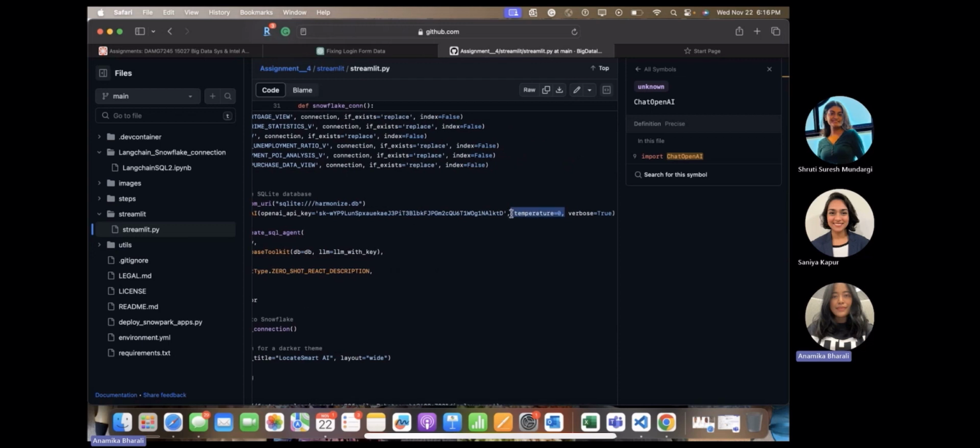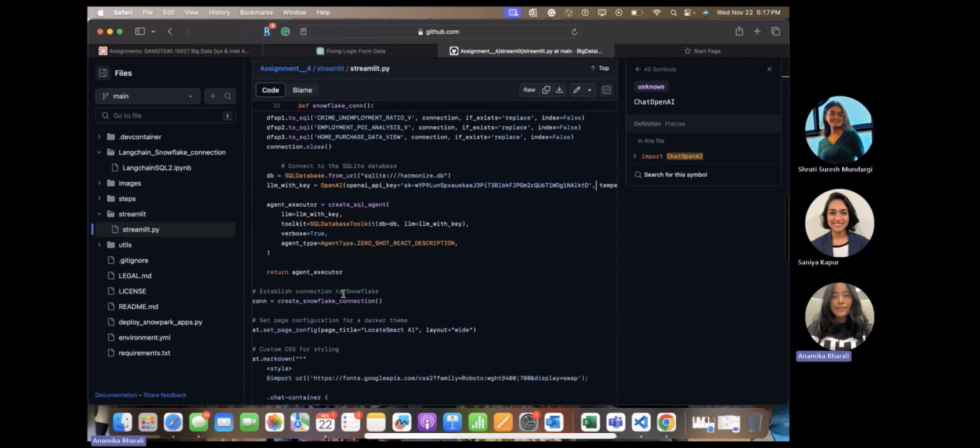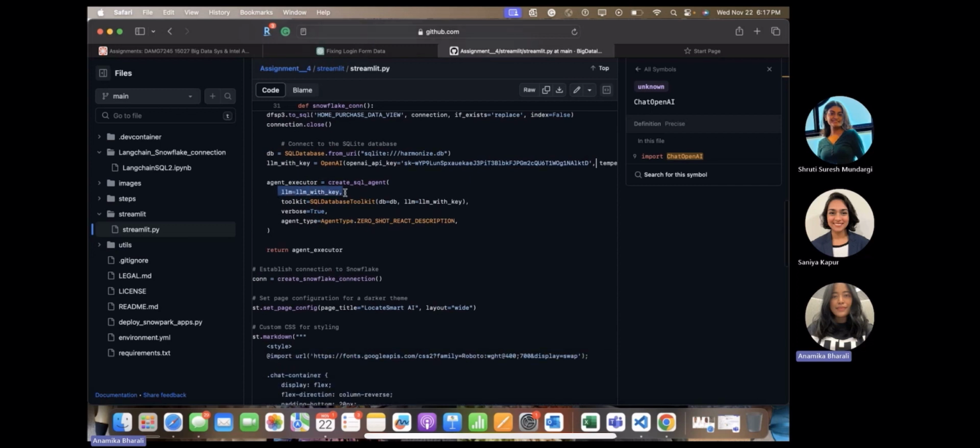What is temperature? Temperature is just like a p-value for a t-test, so the smaller the better. Temperature is between 0 and 1. The smaller the better, the smarter the answers we get. So we have used the LLM key, and we have used the SQL database toolkit, and we are executing the create SQL agent.